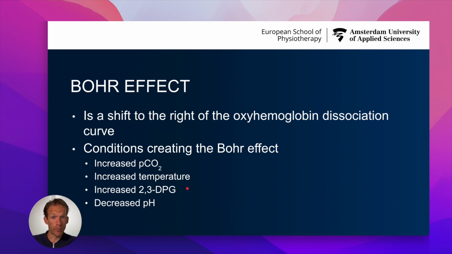2,3-DPG is actually a byproduct of the metabolism that happens within the red blood cells, and all these factors are therefore connected to exercise. So if you exercise, more CO2 is released, your temperature will go up, there's more 2,3-DPG released, and there's also more acid released. So all these factors are basically upregulated due to exercise. Just be aware that the pH scale is the inverse of the acidity. So if acidity goes up, the pH value goes down.